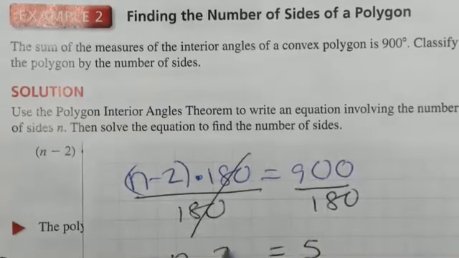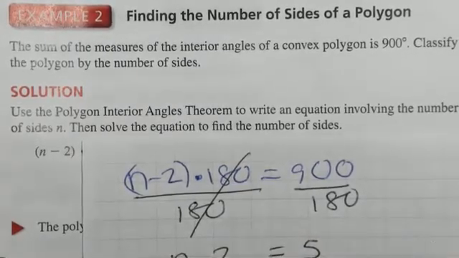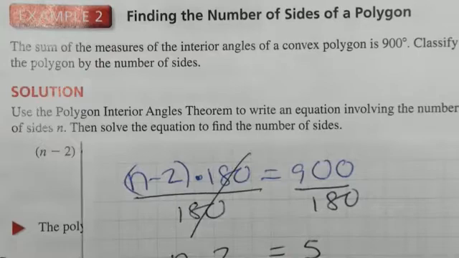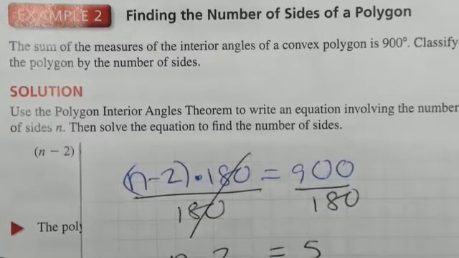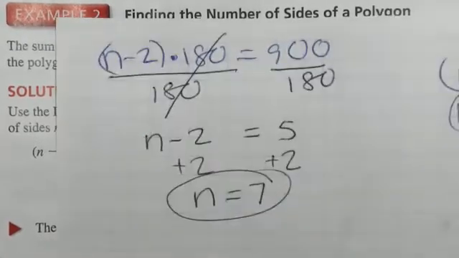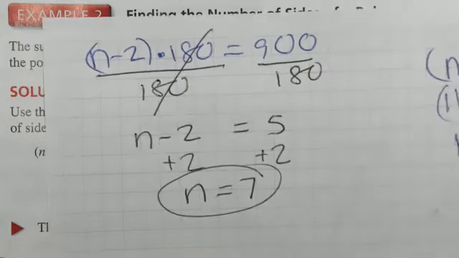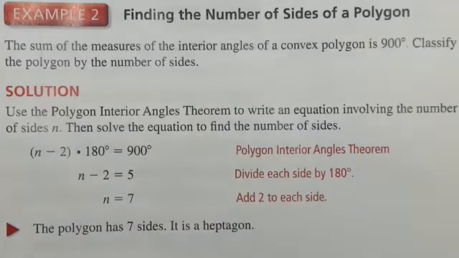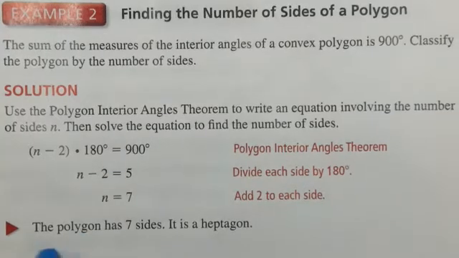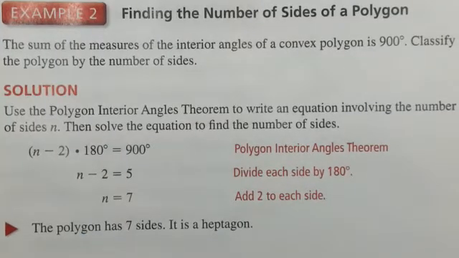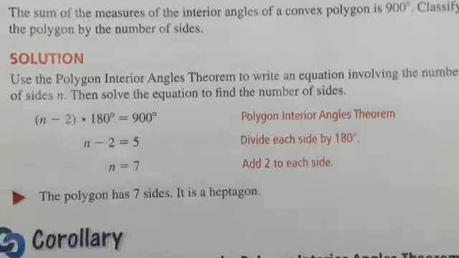So we know that n minus 2 is 5. Add 2 to each side. So our n must equal 7. The polygon must have 7 sides. All right, a 7-sided figure is called a heptagon. Moving on.